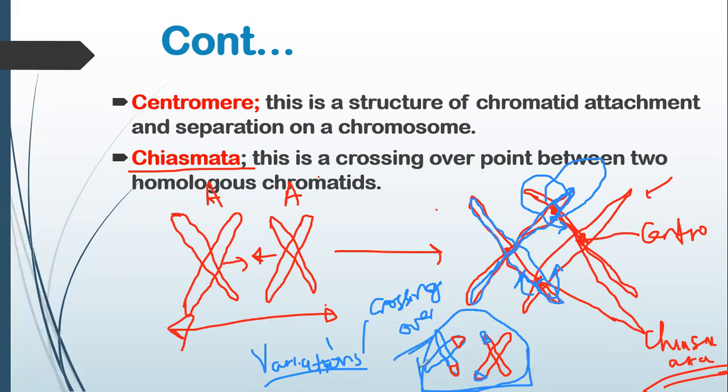Okay? And it's really good. It is really good as far as variations are concerned. And it occurs in meiosis, and to be specific, in prophase 1. We are going to see all this.